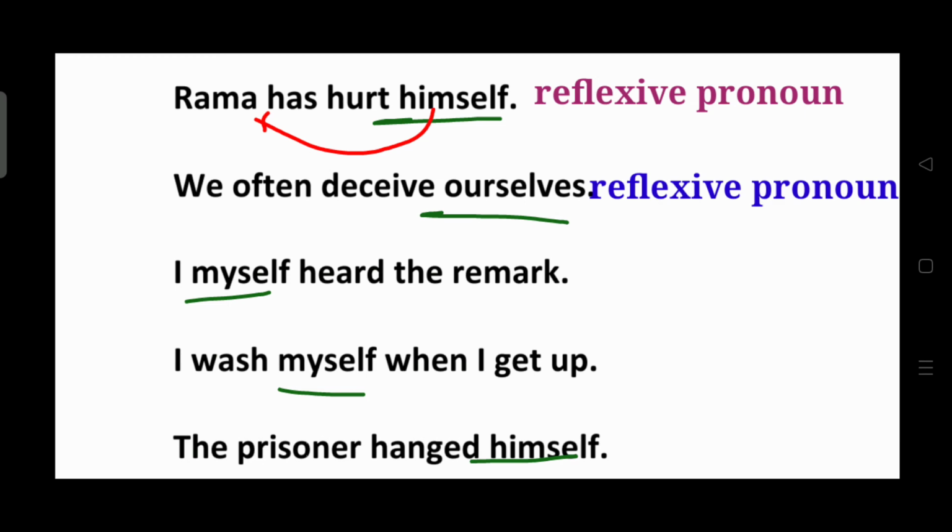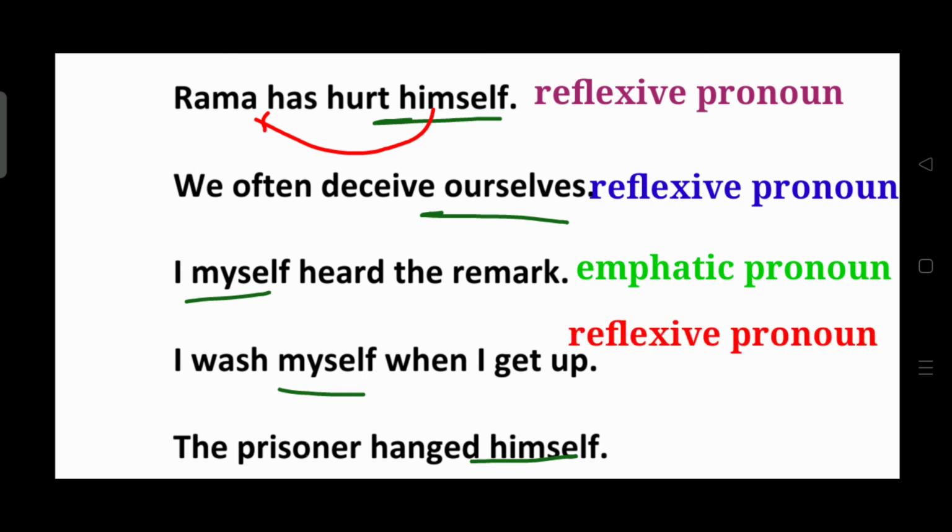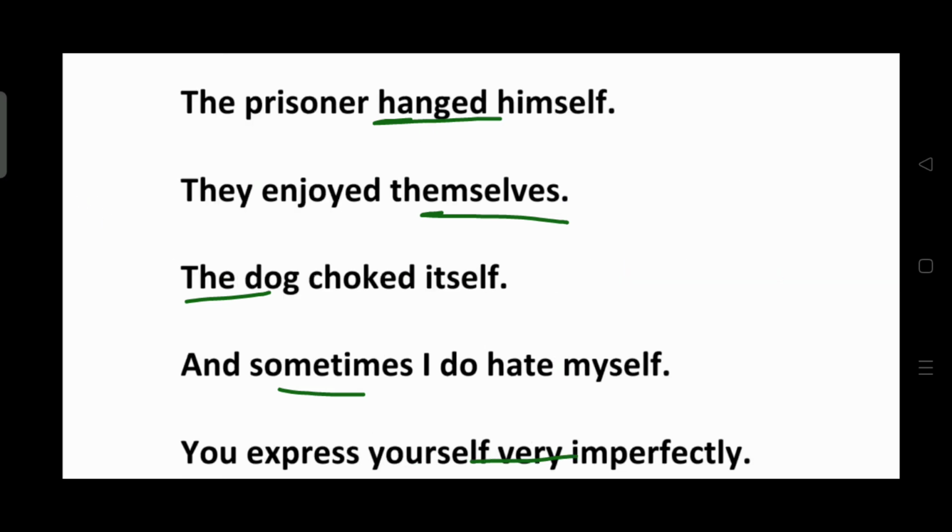Reflexive pronoun. I myself heard the remark. Heard is the verb. Heard what? The remark. The remark is the object, but it does not refer back to the doer of the action, that is the subject I. Myself is used for emphasis. Therefore, myself is an emphatic pronoun. I wash myself when I get up. I wash whom? Myself, reflexive pronoun.